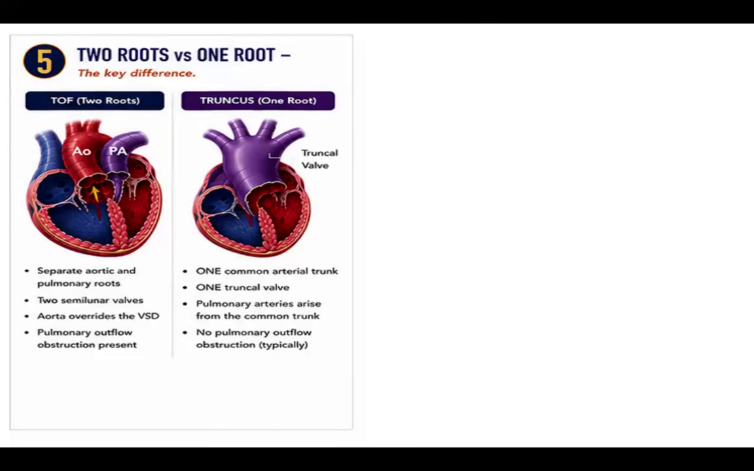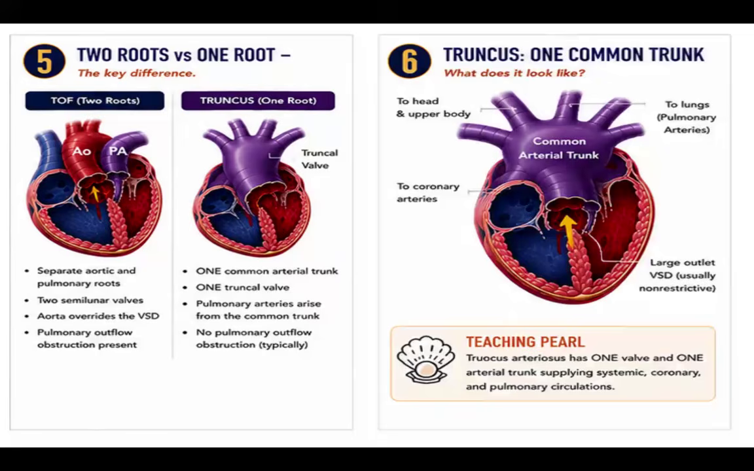Now, I want to show the difference. Okay. So, tetralogy, we still have two separate outflows. Okay. We have an aorta, we have a pulmonary. The pulmonary is a little smaller, but they're separated. Whereas with truncus, there's one common trunk of a vessel there. Okay. So that's two roots versus one root. That's the key difference between those two.